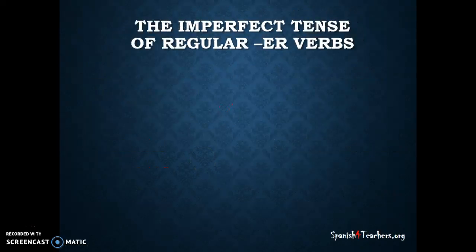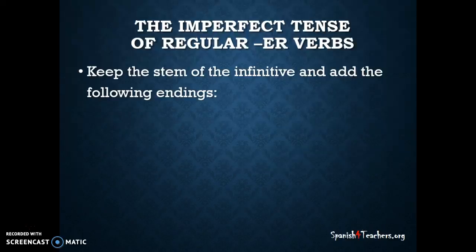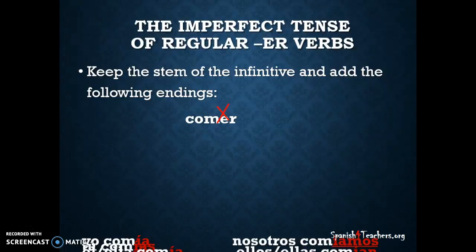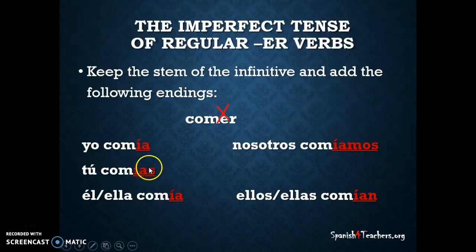Let's look at ER verbs. How do we do those? Again, like any other verb, keep the stem and add the following endings. We're going to do it with the verbo comer. Get rid of the ER. This is what you're going to add. Ía, ías, ía, íamos, ían. Again, fairly simple. It's like you're adding the present tense endings again, but for AR verbs rather. So yo comía means I used to eat, tú comías, you used to eat, so on and so forth.